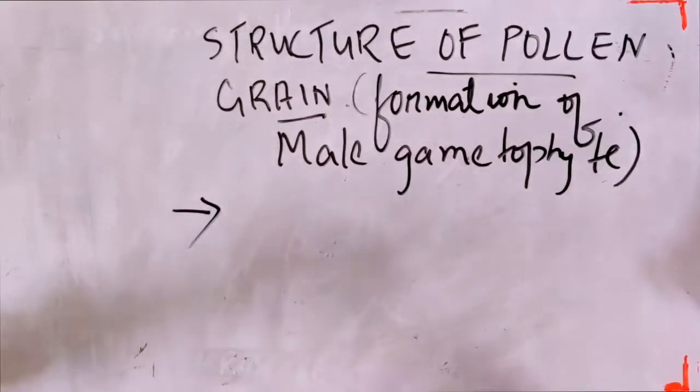Pollen grains, the flowers have those yellow powdery masses that we can see with our naked eye, they are pollen grains. So, how are they formed? We have finished the first part, that is microsporogenesis.